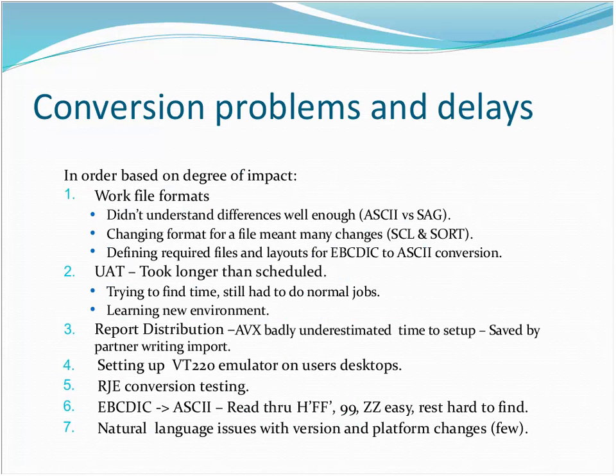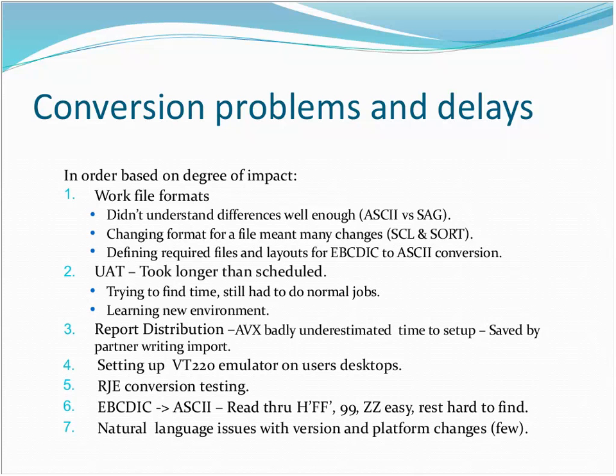So what went well and what didn't? Well, the biggest problem we had by far was the work file formats, figuring out the difference between the ASCII and the SAG formats. We thought we understood it, and it seemed simple, but we ran into this problem over and over again where we would define it SAG or ASCII and have to go back and fix it. And that was, hands down, the number one biggest problem we had: work files.